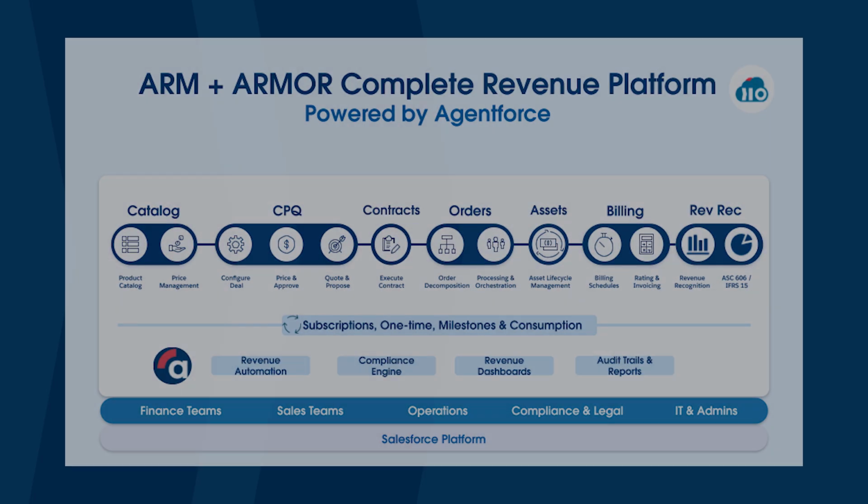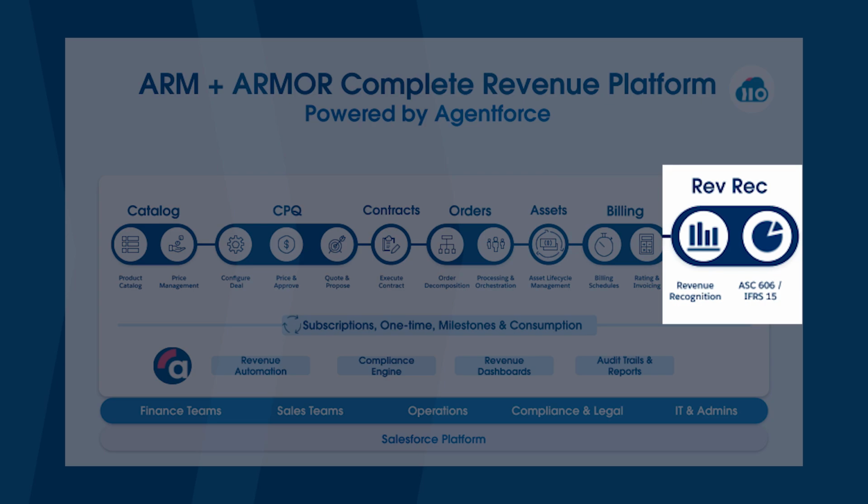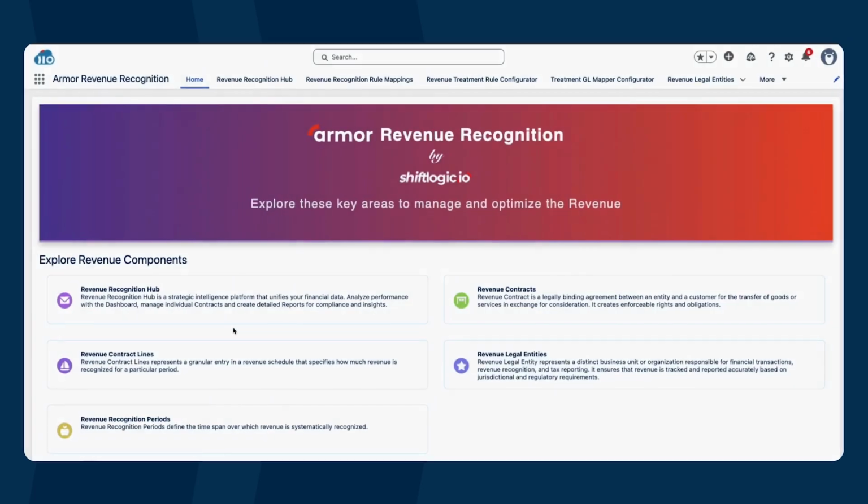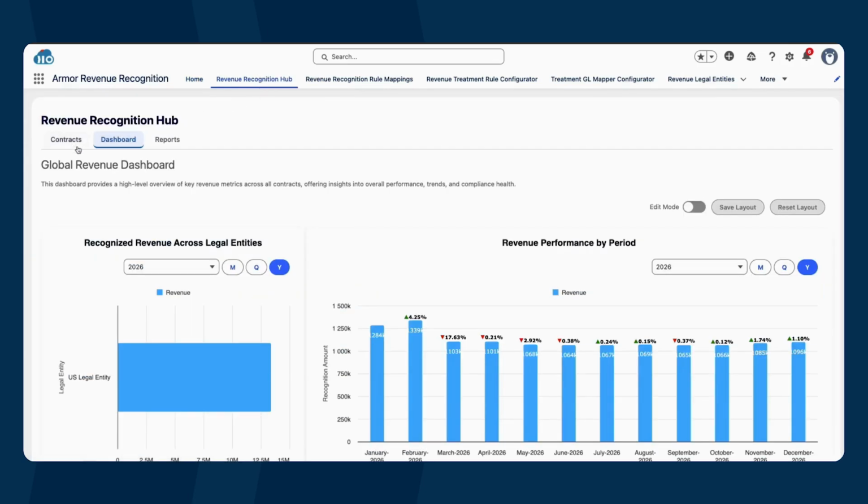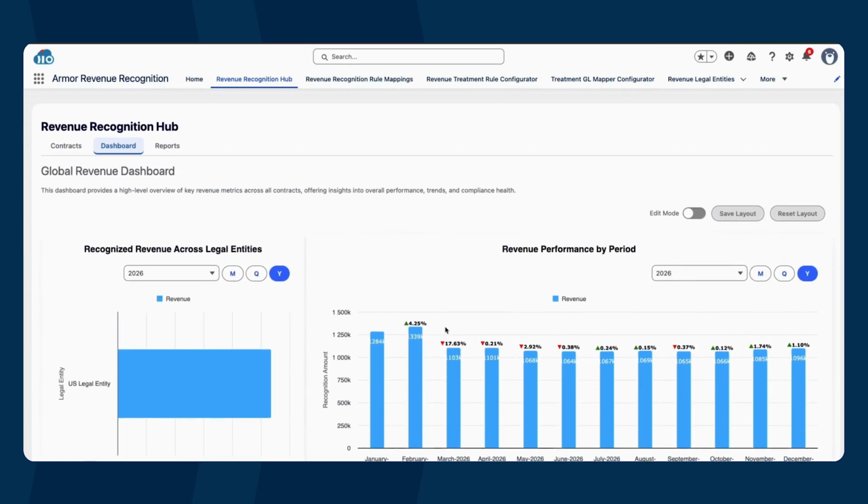Edition is our native IFRS 15 and ASC 606 compliant app, built on the Salesforce platform and available on the Salesforce AppExchange. From the app's home screen, you can quickly navigate to the Revenue Recognition Hub by either clicking on the tile in the middle of the page or by the menu option at the top. Here you can see your dashboards with all your KPIs.